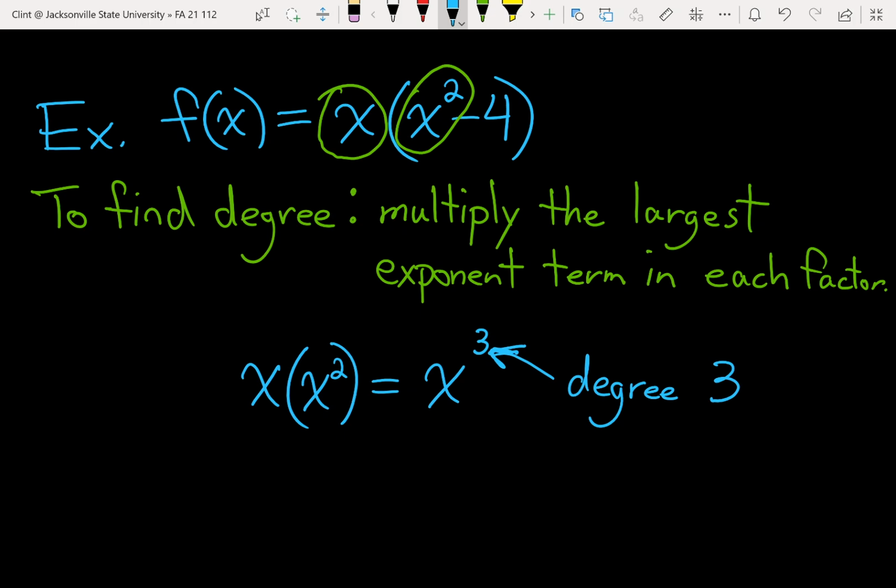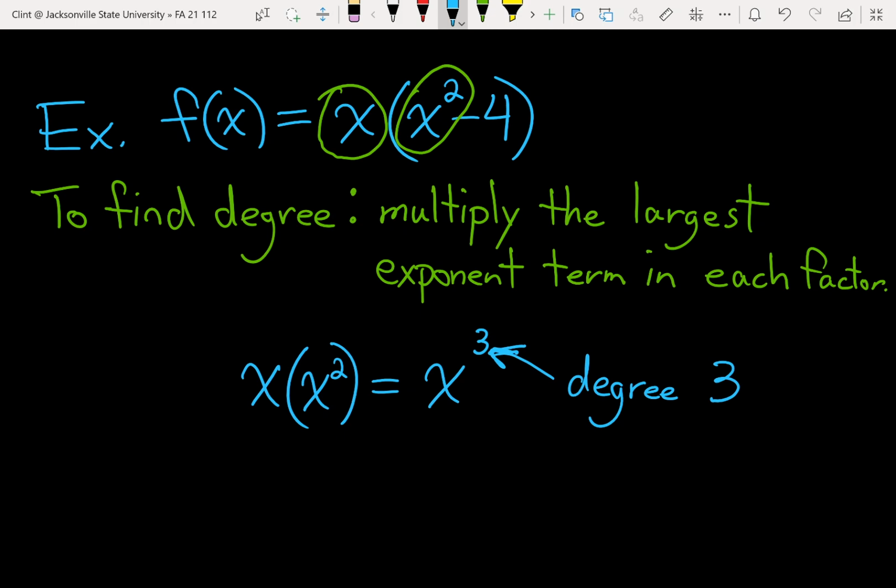You know, you could have several factors all multiplied together. So you just take the biggest exponent term from each one, multiply them all together, and that'll tell you what the degree of the polynomial is. Sometimes it's written in that standard form and you can just look and see it. Okay. But if not, that's what we do.